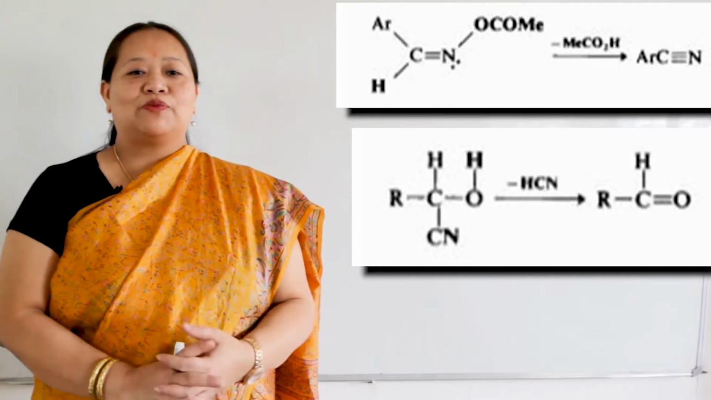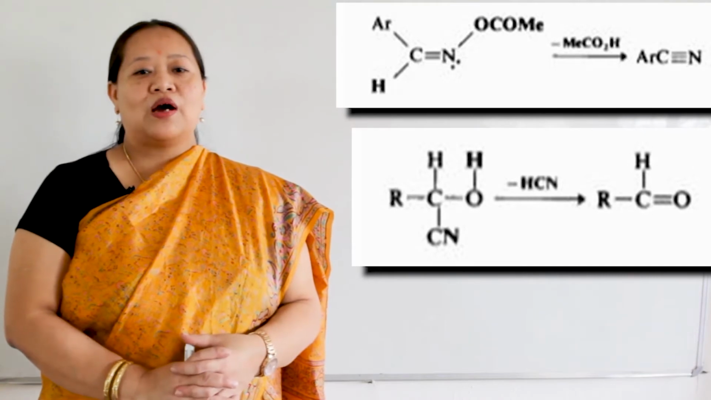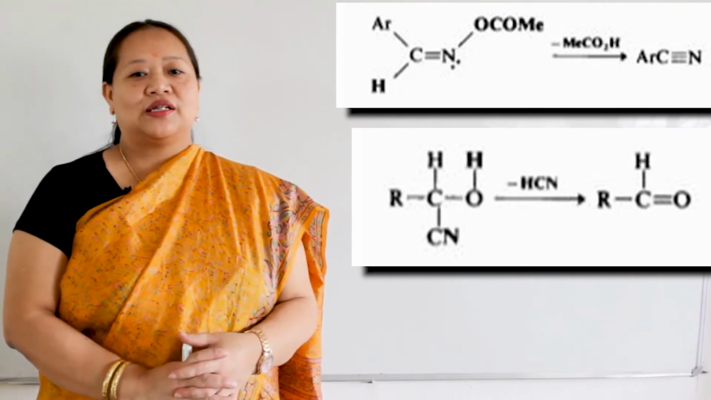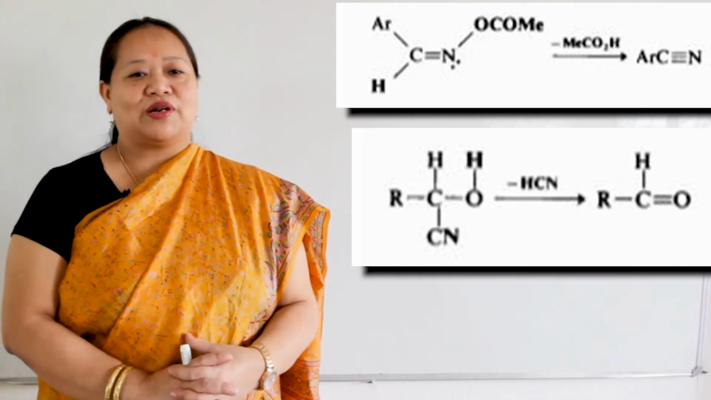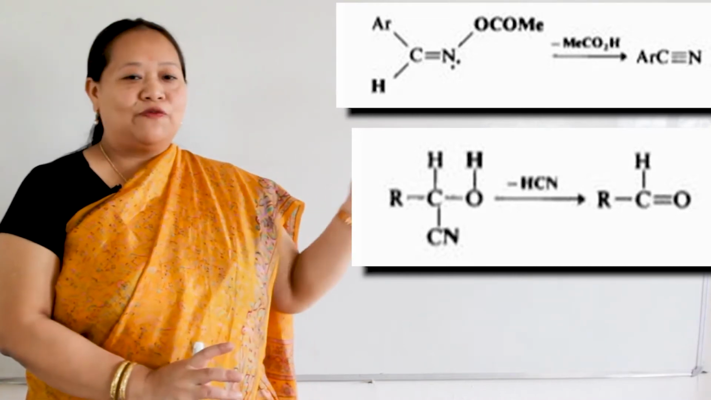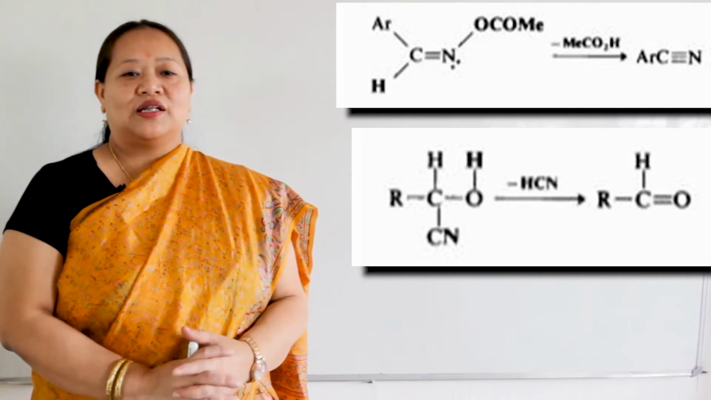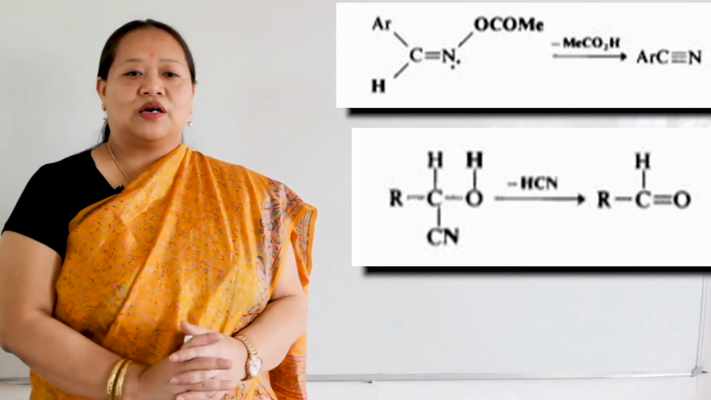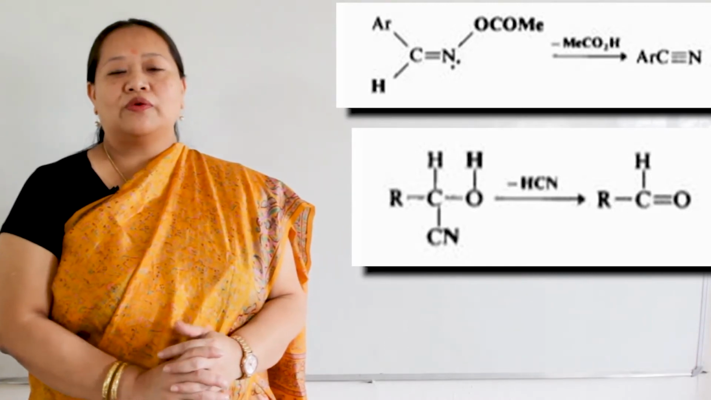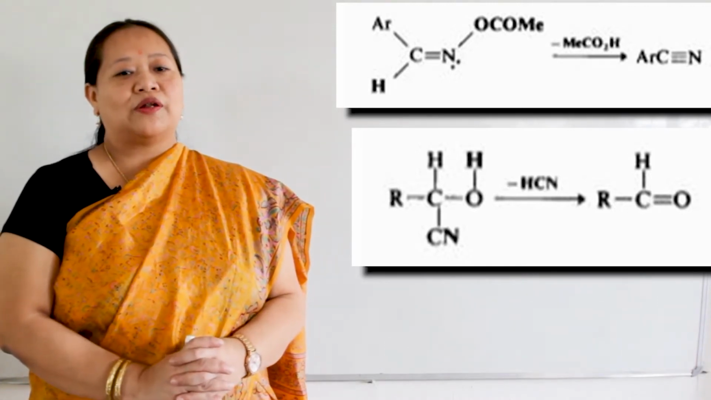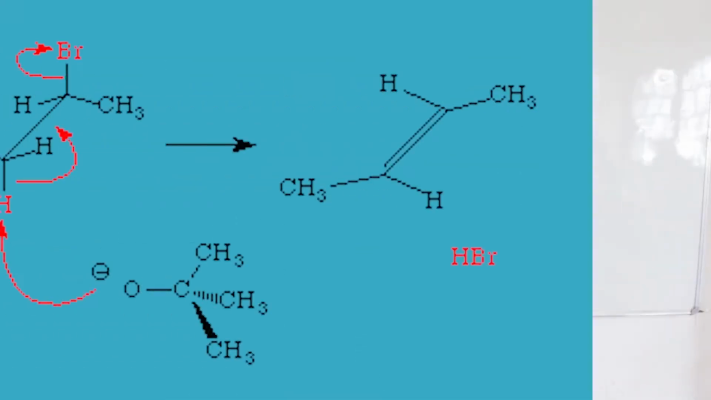We have other types of elimination reactions also, where the two groups are removed from atoms other than the carbon atom. For example, if you look at this, you have oximes which can release the oxygen bonded group to give cyano compounds, or it can be removed from cyanohydrins to give carbonyl compounds.